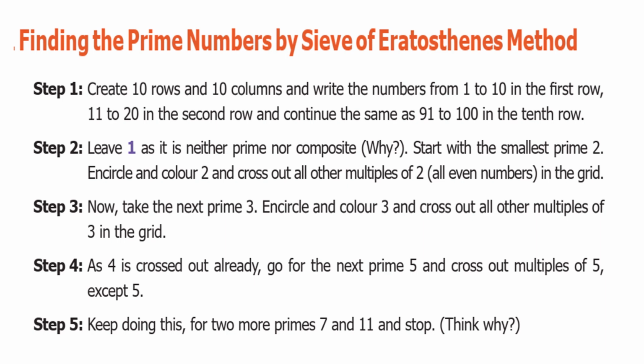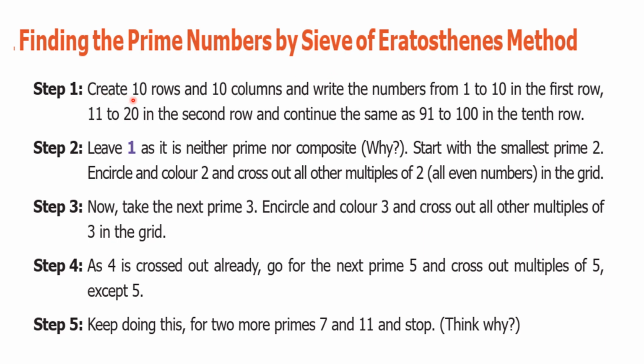For small numbers you can easily identify whether it is prime or not, but if you are asked to find the prime numbers between 1 to 100, it will be difficult to find. So for this they have used one method, finding the prime numbers by the sieve of Eratosthenes method. In this method you have 5 steps. Let's read the steps. Step 1.